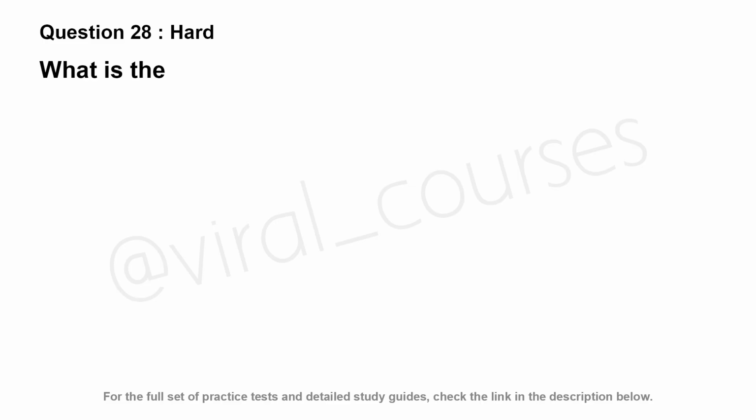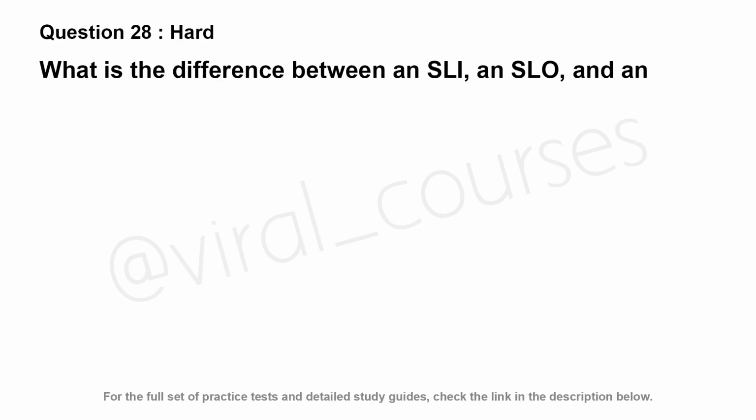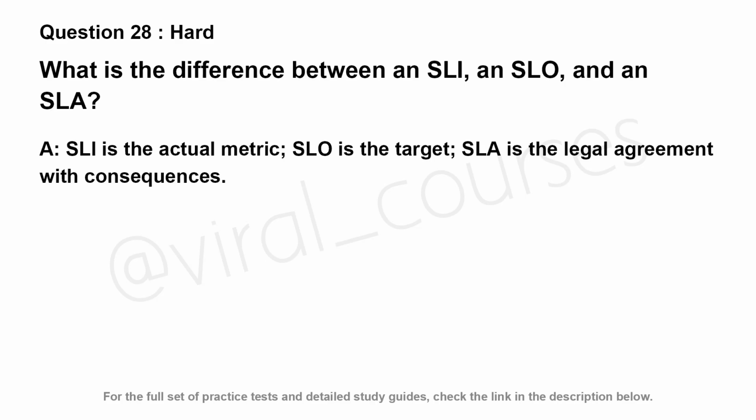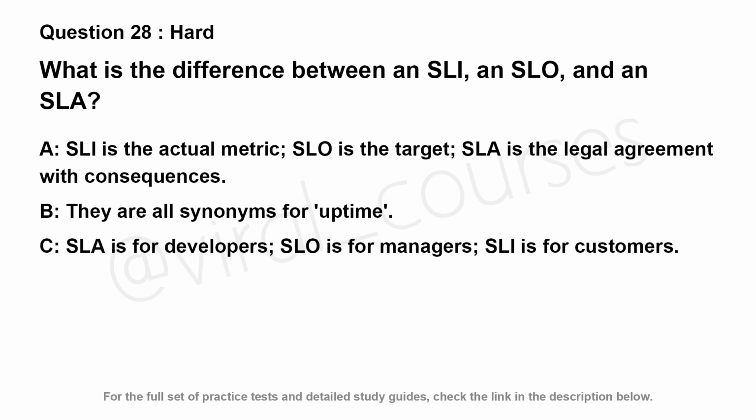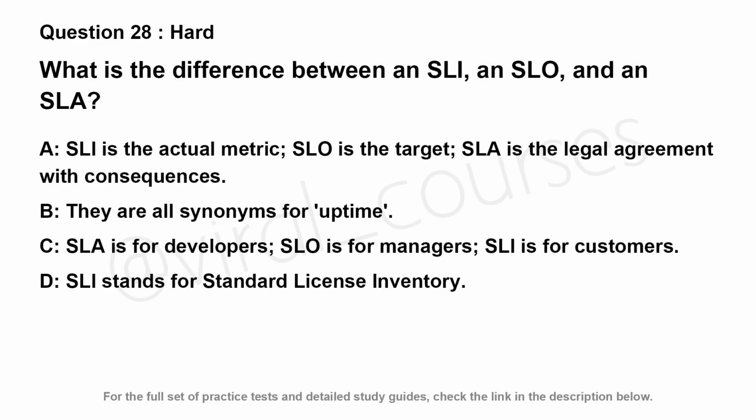What is the difference between an SLI, an SLO, and an SLA? Option A. SLI is the actual metric. SLO is the target. SLA is the legal agreement with consequences. Option B. They are all synonyms for uptime. Option C. SLA is for developers. SLO is for managers. SLI is for customers. Option D. SLI stands for Standard License Inventory.